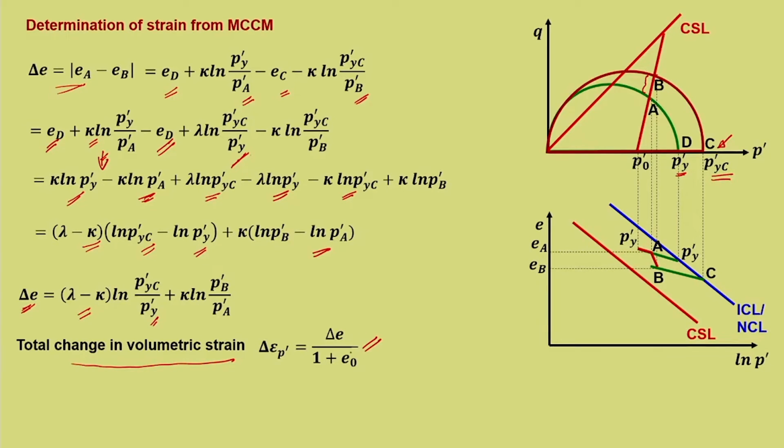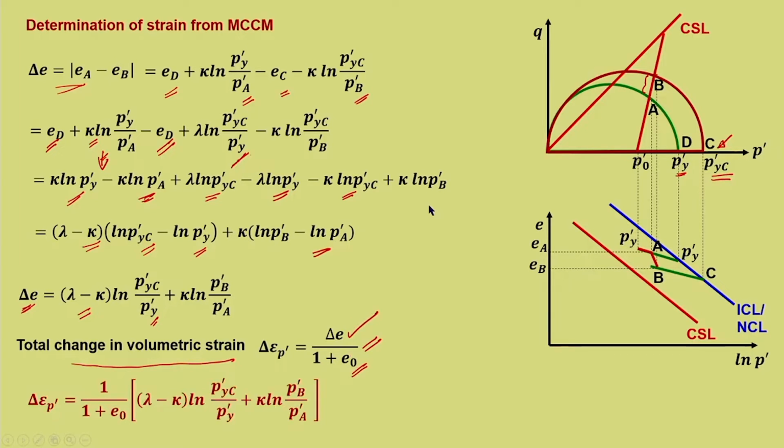So, delta is important, incremental, please keep this in mind. So, delta epsilon P dash is equal to, we know that it is change in void ratio upon initial volume. So, change in volume is represented by delta E upon the original volume, which is 1 plus E naught. Now, we have obtained the expression for delta E.